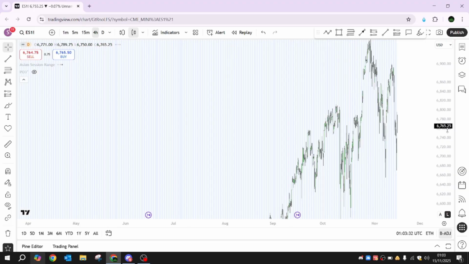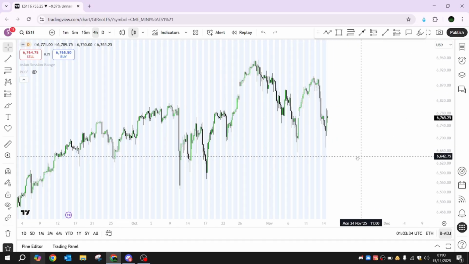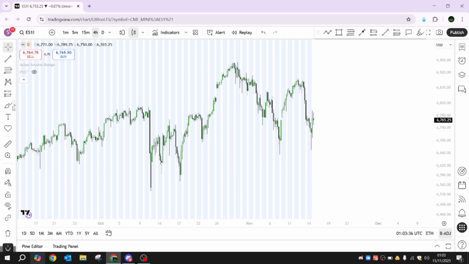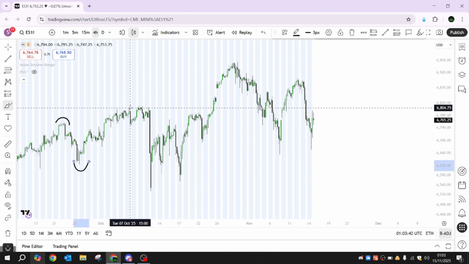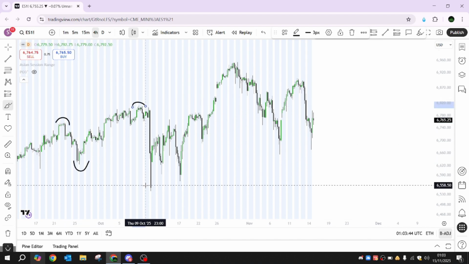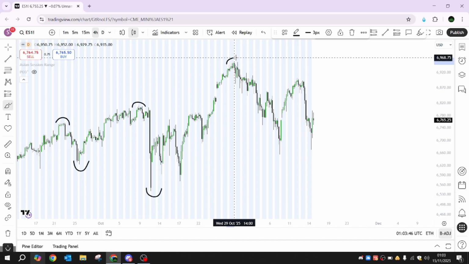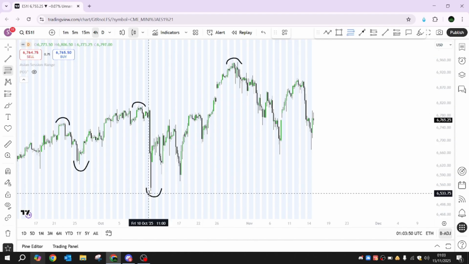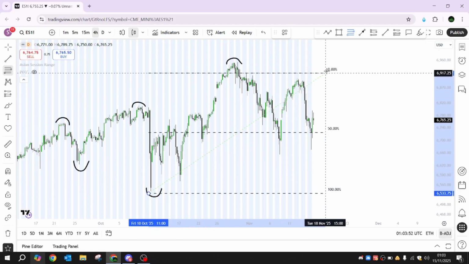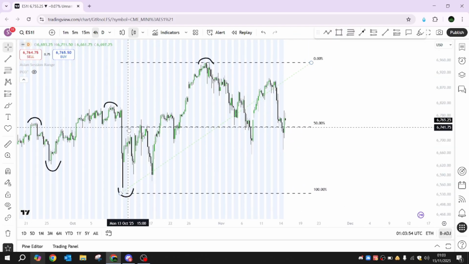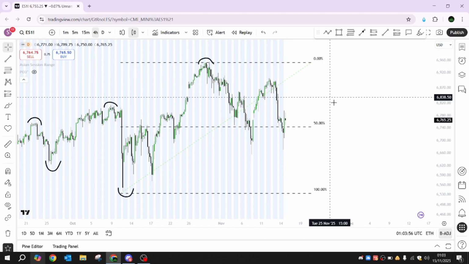If we just go to the 4-hour, I like to start on the 4-hour because the 4-hour gives us a fundamental understanding of where we are on the higher time frames. So what we had was a high, a low, a high, a low, and then a high. That's step one to the model. Step two is the dealing range from this low to this high.